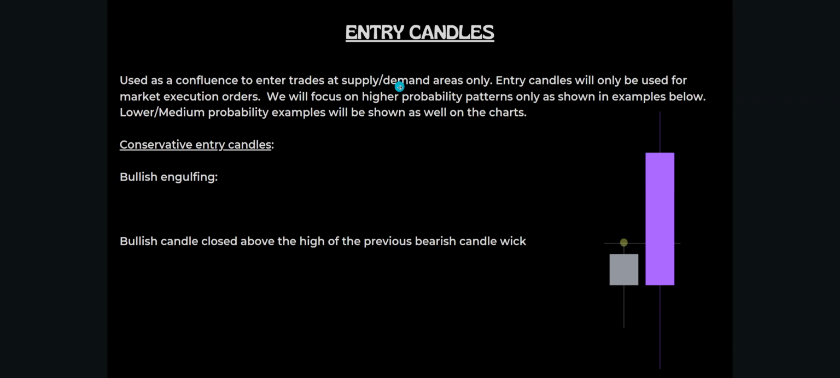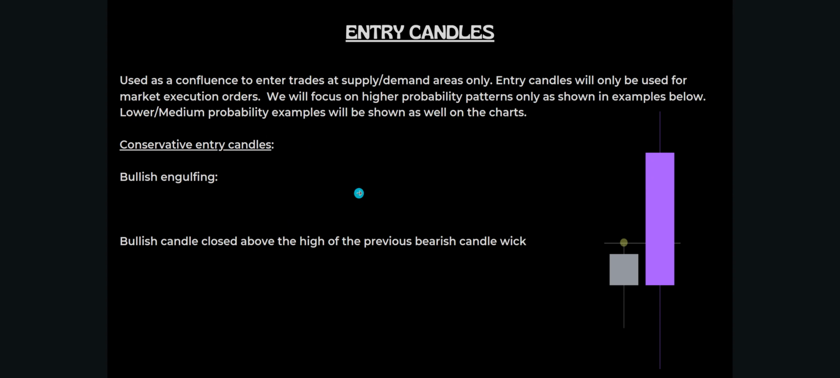So we will focus on the higher probability patterns, the entry candles, which is shown in the examples below. The lower and medium probability examples, I'll give you a few examples on the chart, what it means for an entry candle to be a low or a medium probability. So we have two types of entries. We have conservative entry candles, and we have aggressive entry candles, right? So first, we're going to look at conservative entry candles.